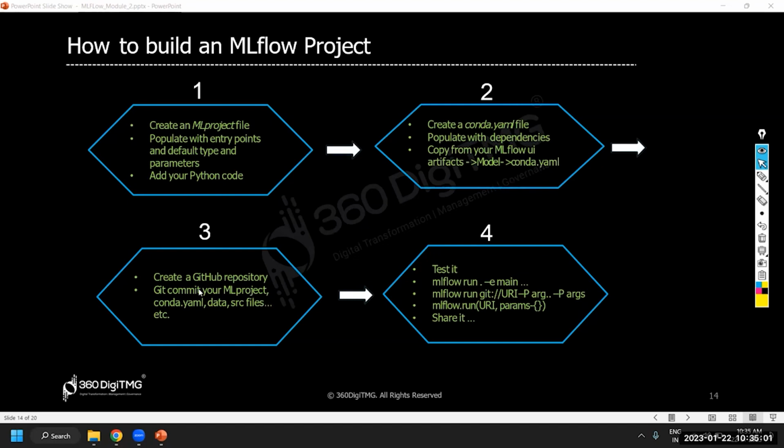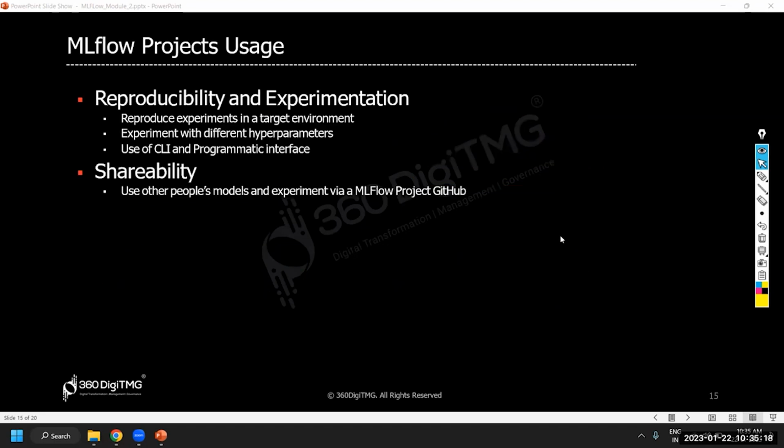Then you will have a repository. You're going to push your project into that repository. And when you want to run that code, you can directly connect to that particular code repository and then trigger the MLFlow run command. Right, so these are the phases. The idea is to have reproducibility, shareability, and flexibility.